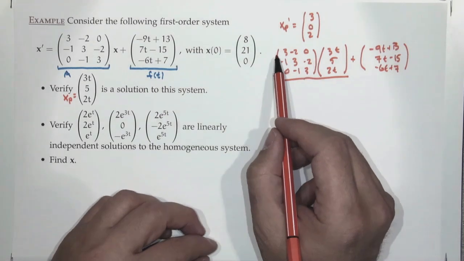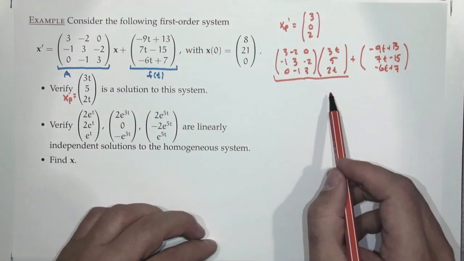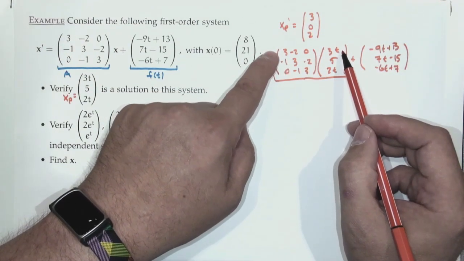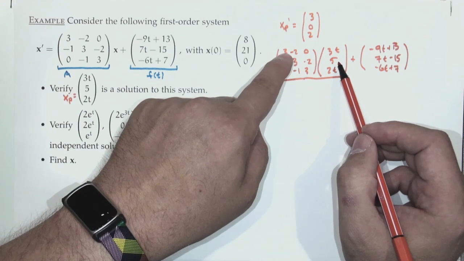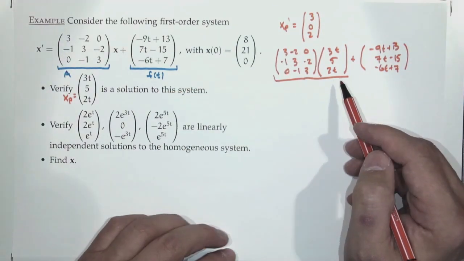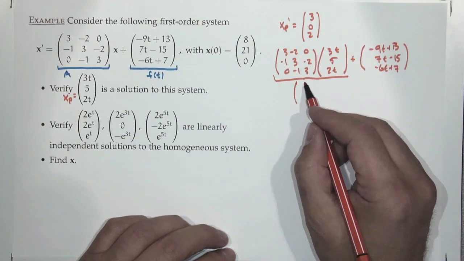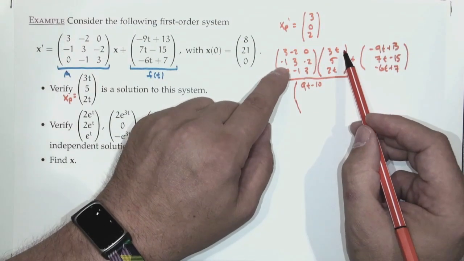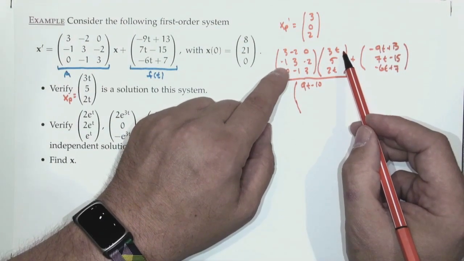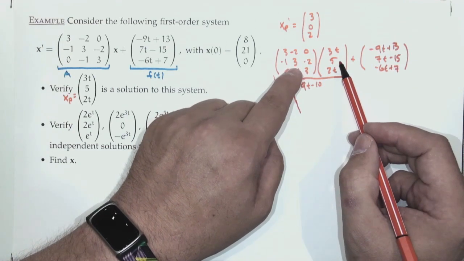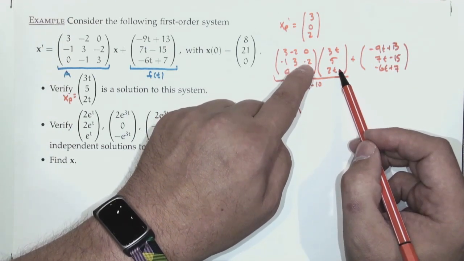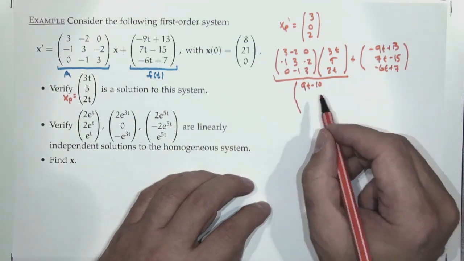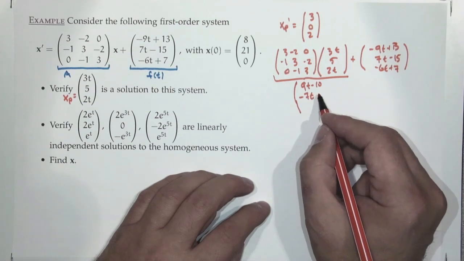So the idea is you're going to go along each row and simultaneously go along the column. So 3 times 3t, 9t. Minus 2 times 5, minus 10. 0 times 2t, 0. So it's 9t minus 10 is the first entry. Second entry, minus 1 times 3t, negative 3t. 3 times 5, 15. Minus 2 times 2t, minus 4t. So minus 3t plus 15 minus 4t. Well, that's minus 7t plus 15.